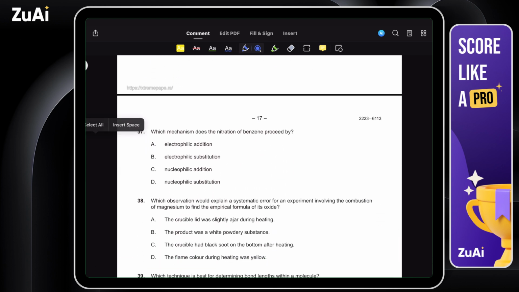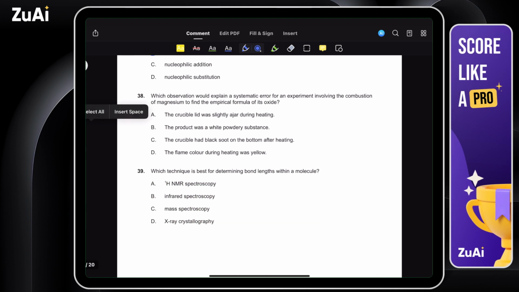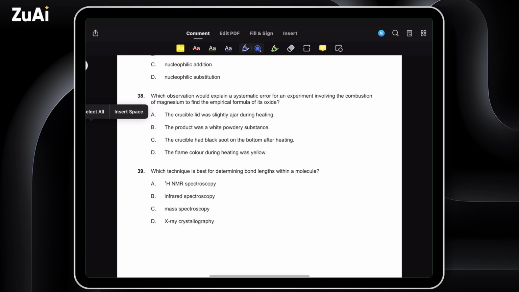Which mechanism does nitration? That's easy. Electrophilic substitution. Which observation would explain systematic error for the experiment involving combustion of magnesium? The systematic error is that the crucible had black soot. That is a systematic error.